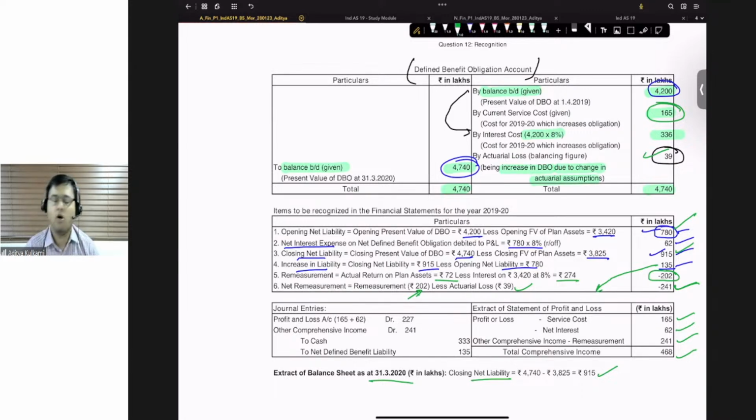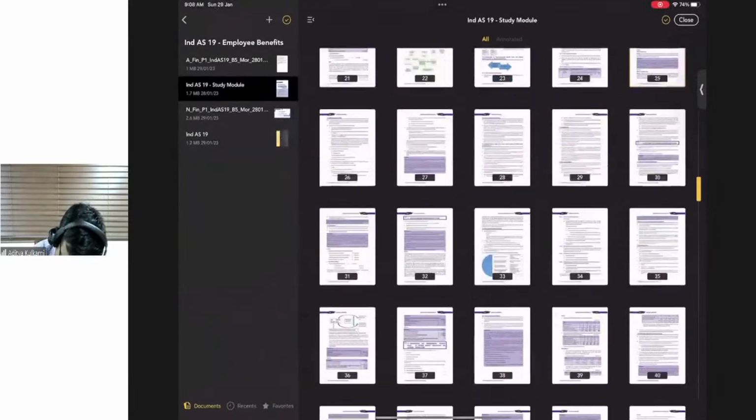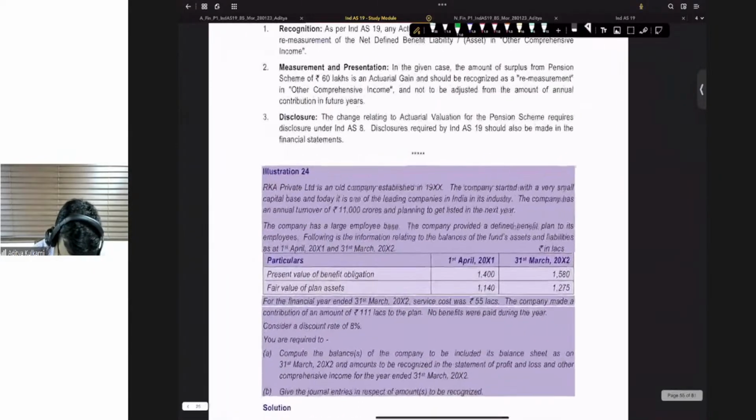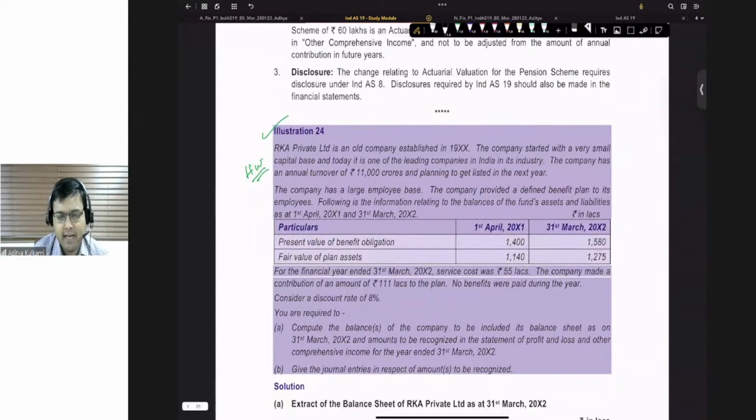Okay. So what I want you to do is, I need you to try this question by yourself. You could do one more thing. See, study module mein I'll show you the question. This is the question. RKA Private Limited. I want you to do this for homework. And when you do this for homework, please do it without looking at the answer. Question देखते ही आपको समझ में आ गया रहेगा. It is exactly the same what we have done.